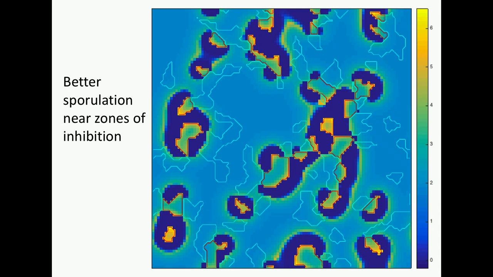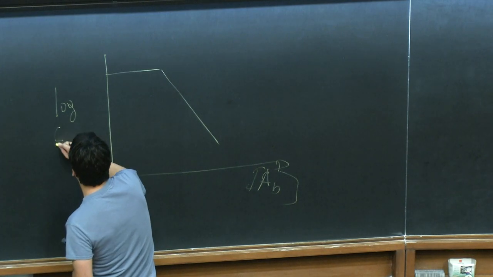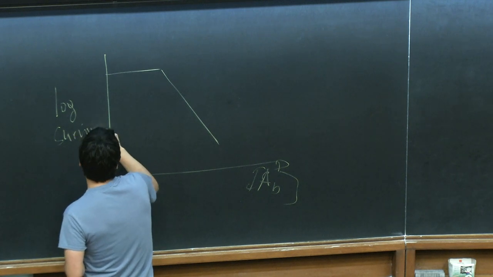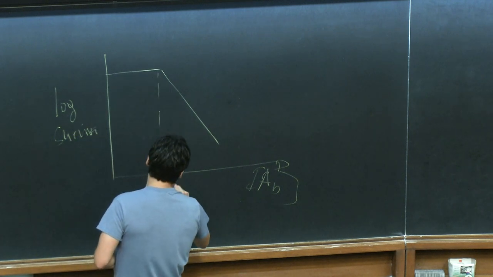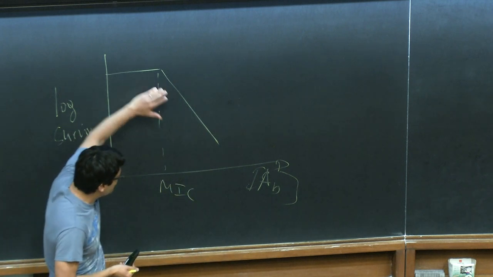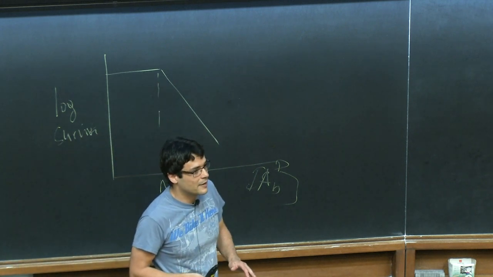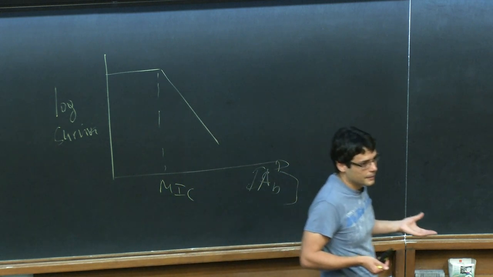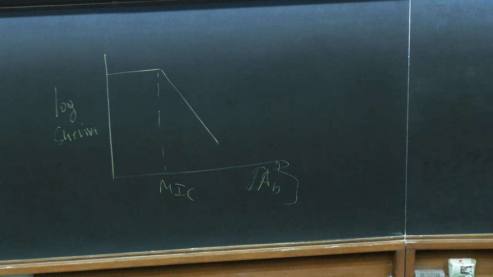So if this is the antibiotic concentration, and this is kind of log survival, there is something like the analog of MIC, if you want, in our model. And after that, there is an exponential decrease in the probability to survive per unit time. And that's it. And then after some time, we just said, okay, now we're done with that. Now we're going to do sporulation.